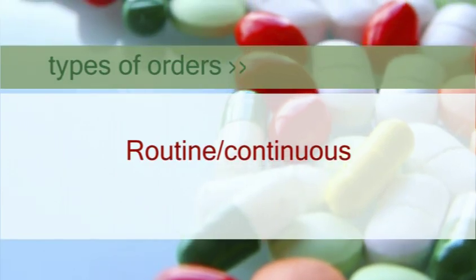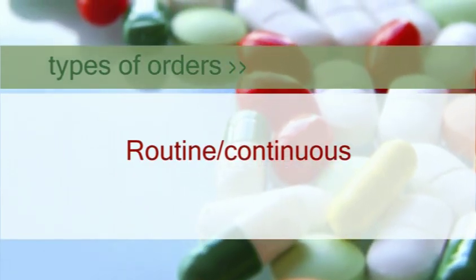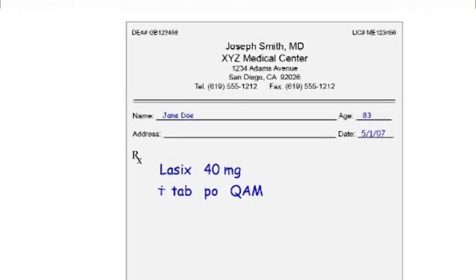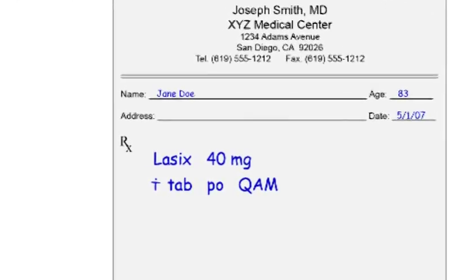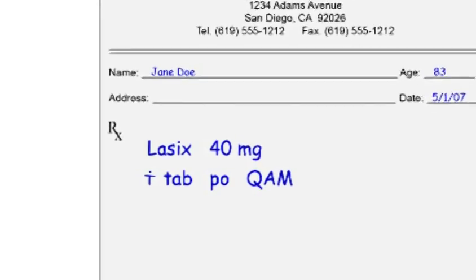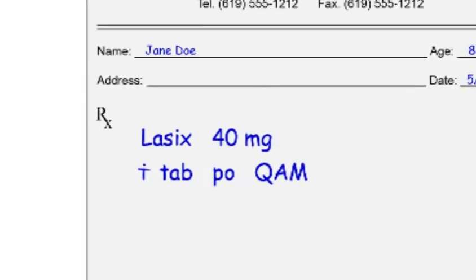We'll begin with talking about routine, or sometimes called continuous physician orders. A routine order is for a medication that the resident will receive on a regular basis. For example, give 40 milligrams of Lasix by mouth every morning would be an example of a routine order. This is a medication that a resident is going to receive every single day at a specific time.